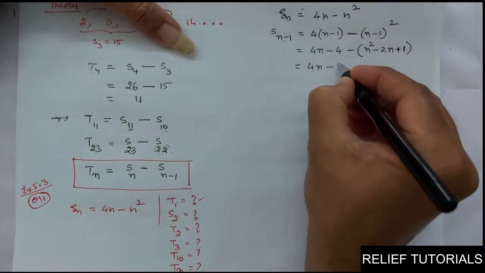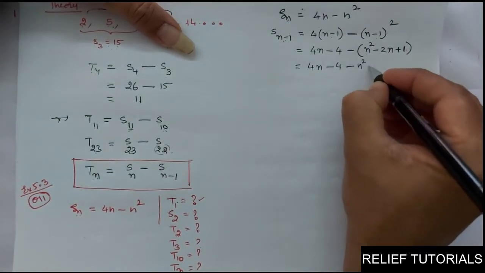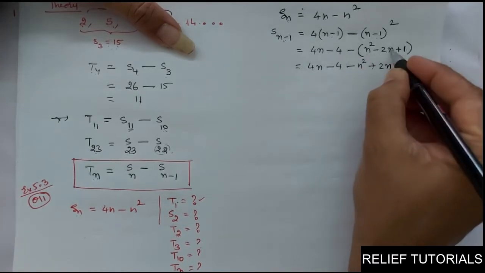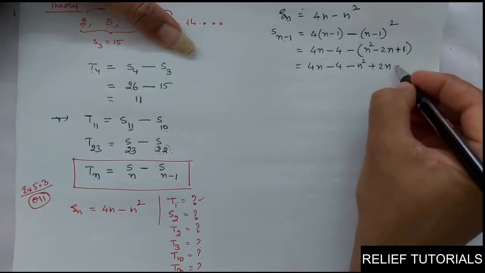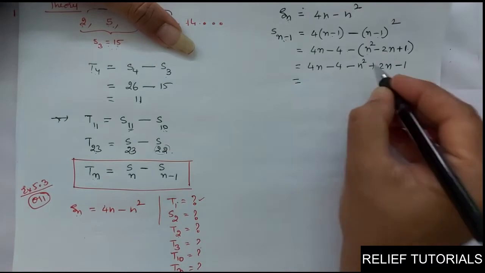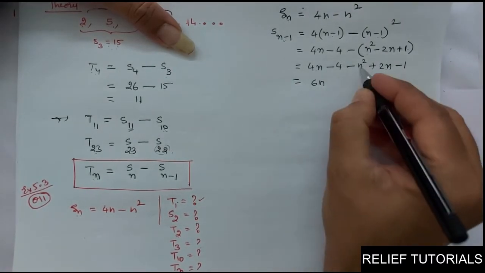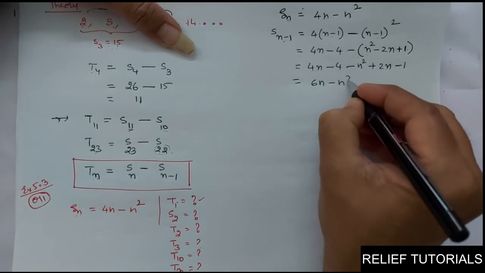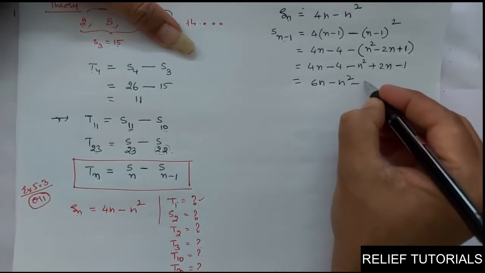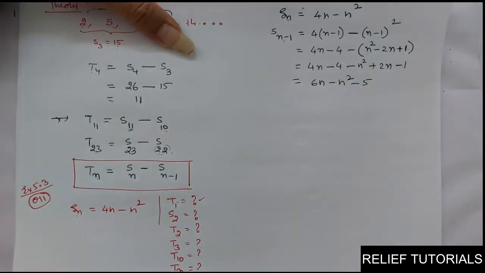So 4n minus 4 minus n square plus 2n, minus into minus plus, minus into plus minus 1. So now what you will get here? 4n plus 2n, 6n, minus n square, minus 4 minus 1, minus 5. So this you will get Sn minus 1.